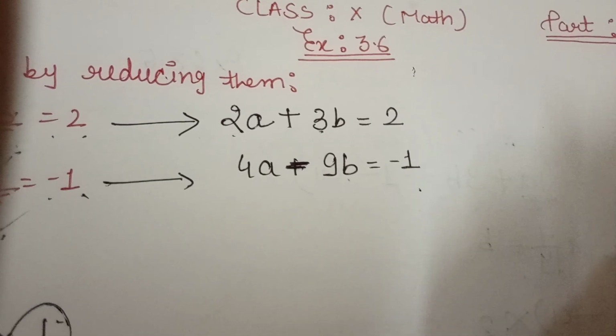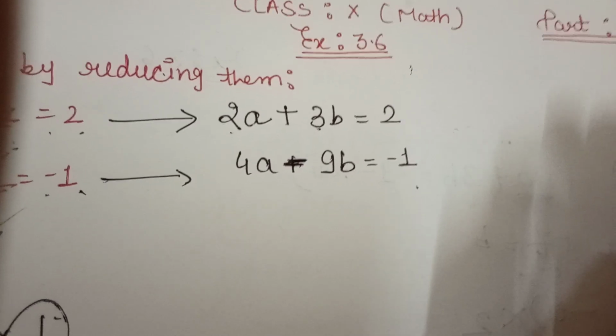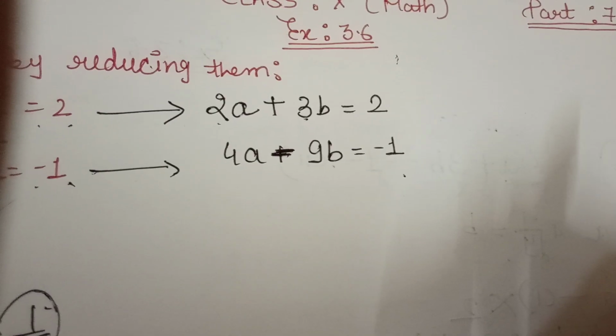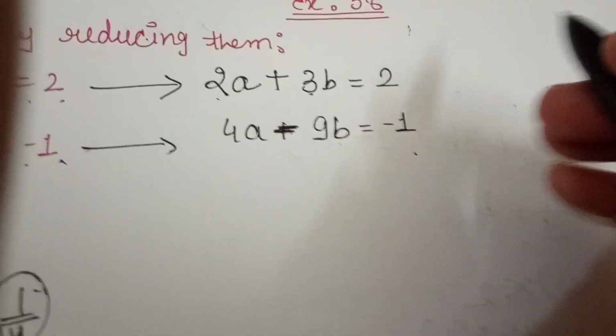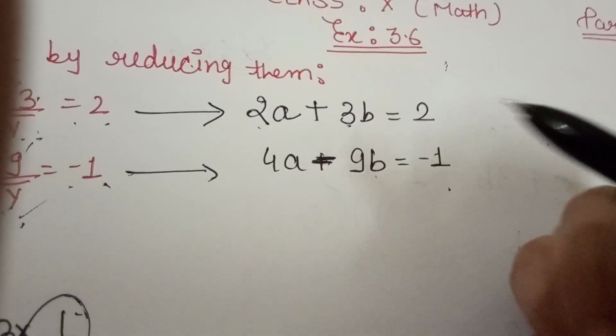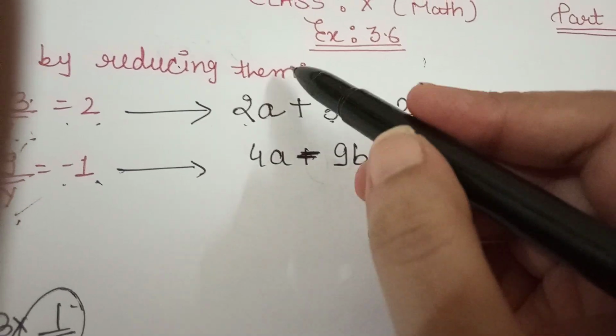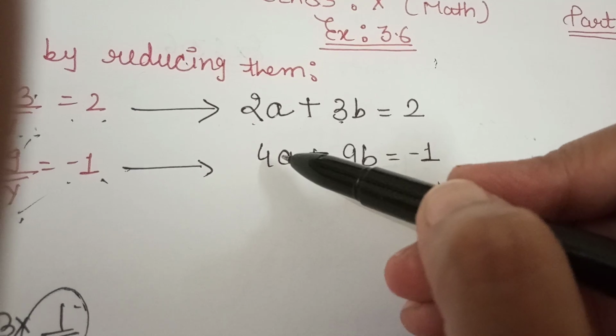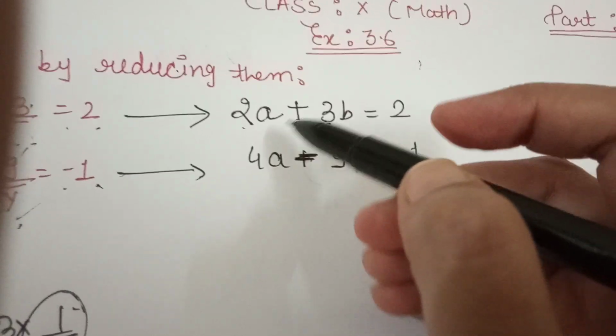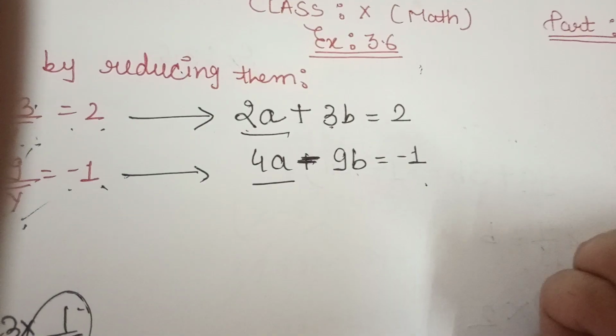So which is more convenient to you, you use that. According to me, the elimination method is the best one. Okay, so I will use that. Now in the elimination method, first we have to convert any one variable into like terms in both the equations. So I am taking the first variable a.